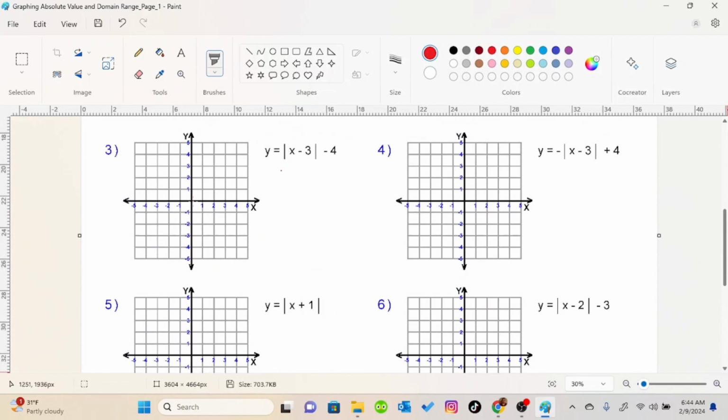Number 3, we have x -3. This tells us to shift right 3. And then we have -4. That tells us to shift down 4. There's no negative in front of the absolute value symbol, so this tells us it opens upward. So we can start at the origin, go right 3, down 4, and plot the vertex point. Then it opens upward.